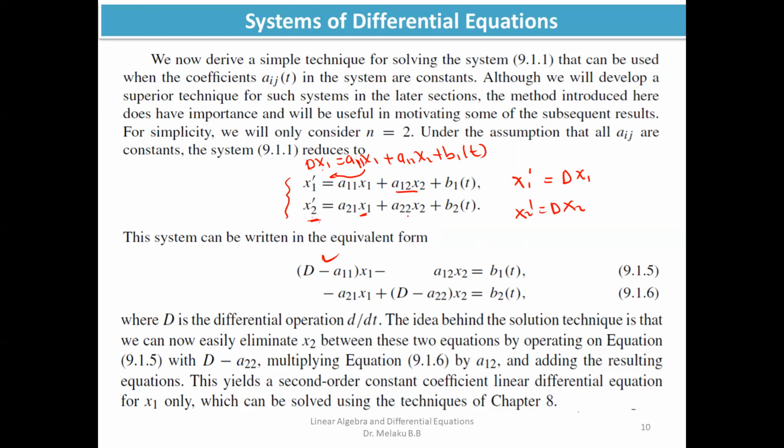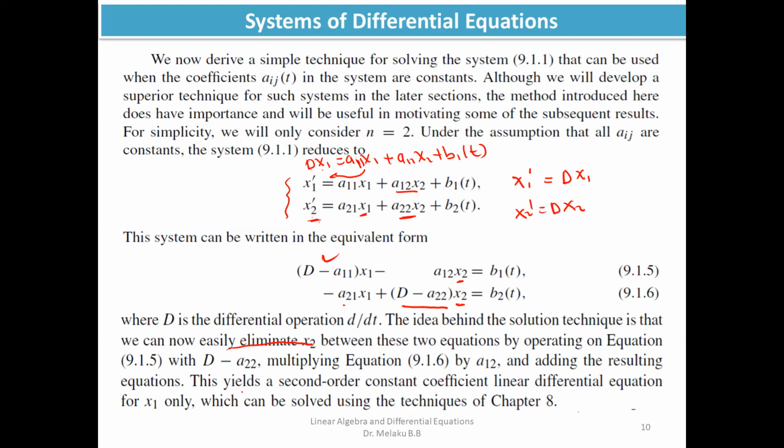Therefore, considering this and this one, you will obtain minus a21 x1 plus (D minus a22) x2, which is equal to b2(t). Now we can remove x2, just like in simultaneous equations, or else it is also possible for you to remove x1. So as I told you, D is the differential operator, and the idea behind the solution technique is that we can easily eliminate x2 or x1 between these two equations, just like with simultaneous equations.